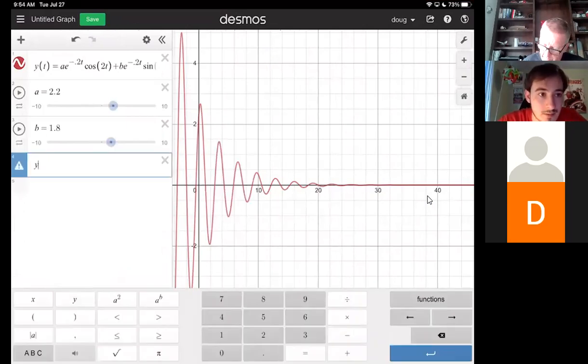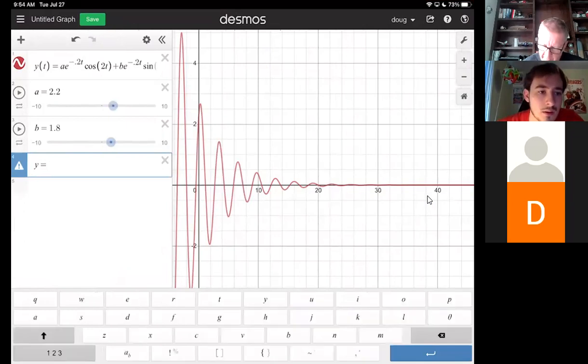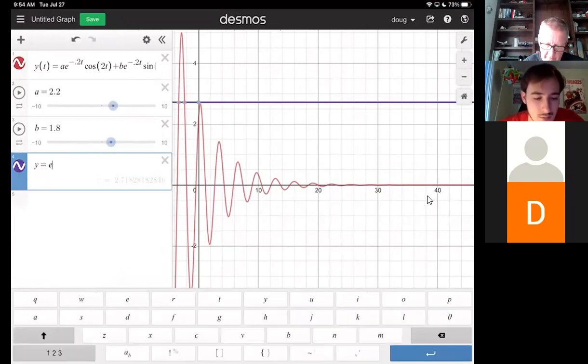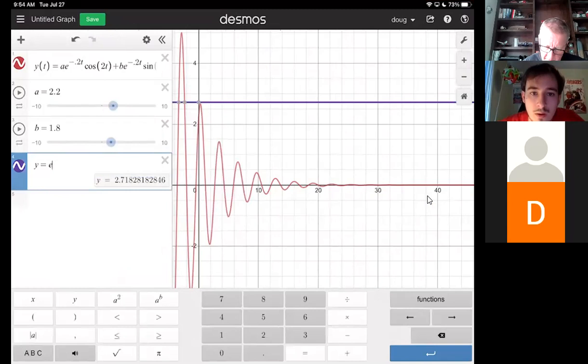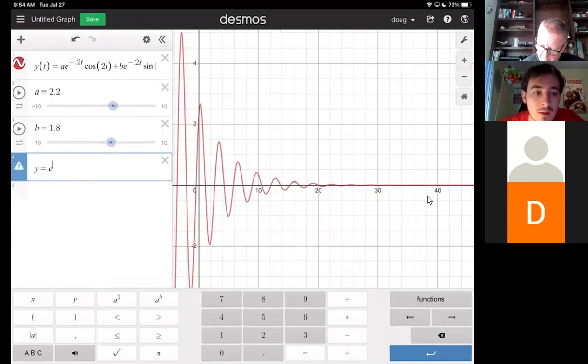Y equals, the only thing I don't know is what coefficient I have to put in front of the e to the negative 0.2t. I think I might have to get that coefficient correct in order for this to look really good, but this will at least give you the basic idea.